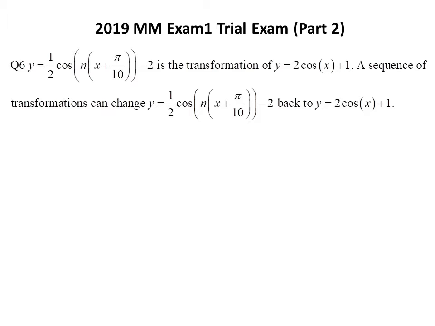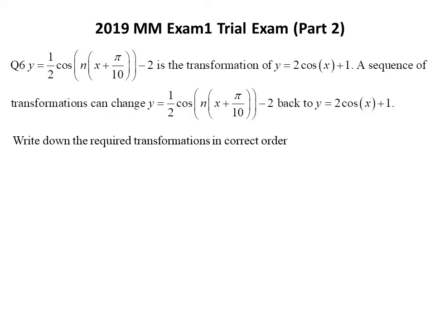Hello, this is the second part of the 2019 trial exam paper for mathematics in Victoria, Australia. Question 6 is related to a circular function. We observe the question by comparing its required form against the original one. We here make a plan to use various transformation tools such as dilation factors, x and y direction translations, and/or reflections to achieve our target.